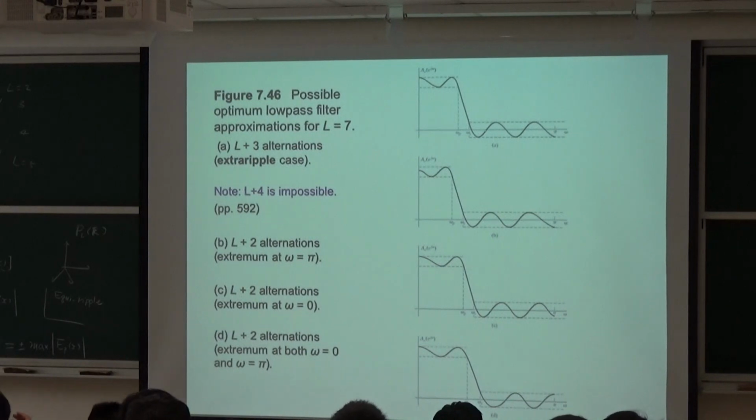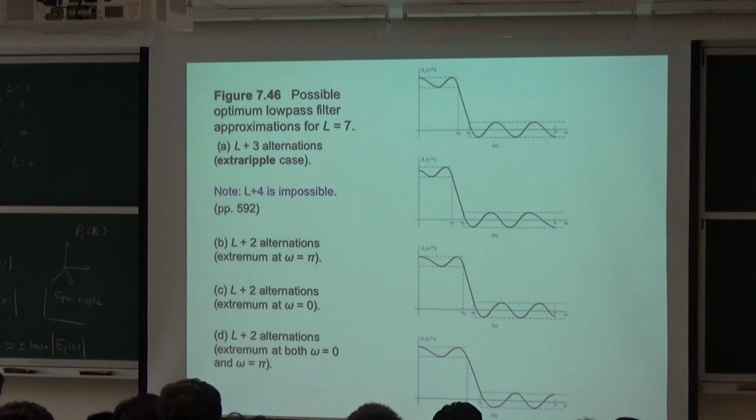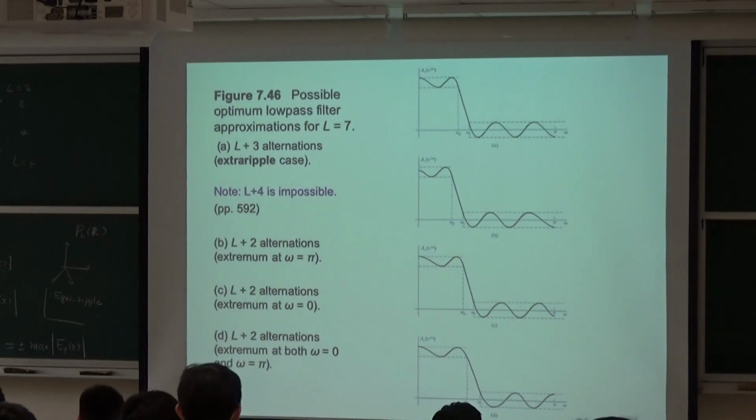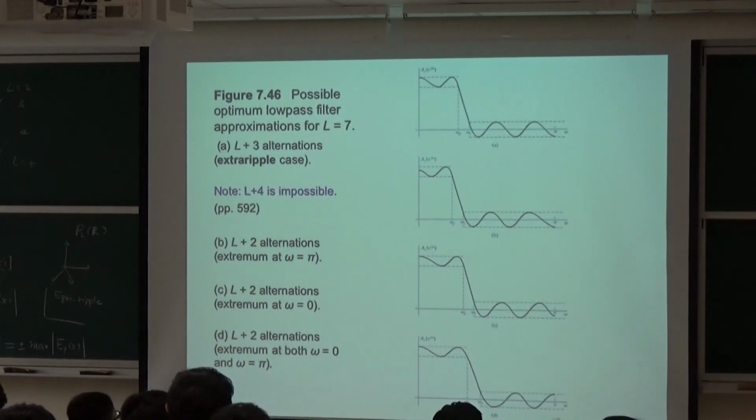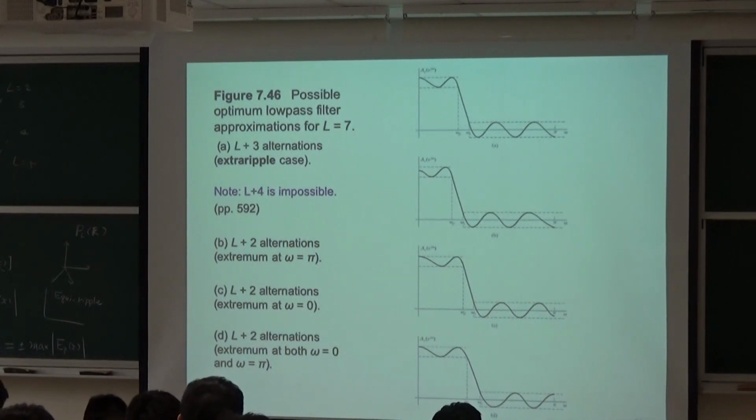So next, more examples. Here again we are talking about a 7th order polynomial. The first example on top, part A, has how many alternations? It has 10 alternations. You can probably count them: 10 alternating frequencies, 10 alternation points. 3, 4, 5, 6, 7, 8, 9, 10.